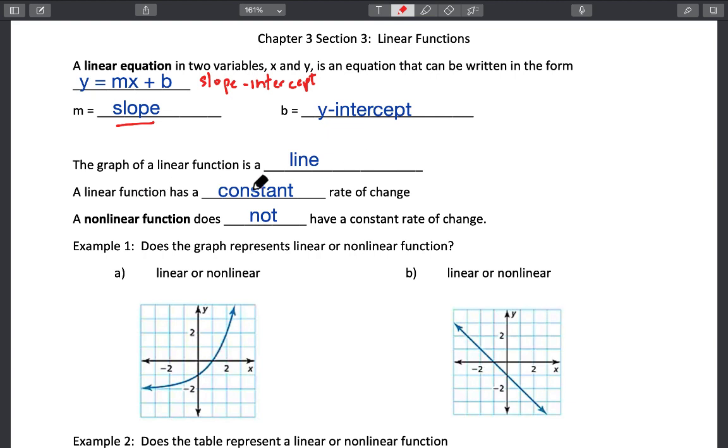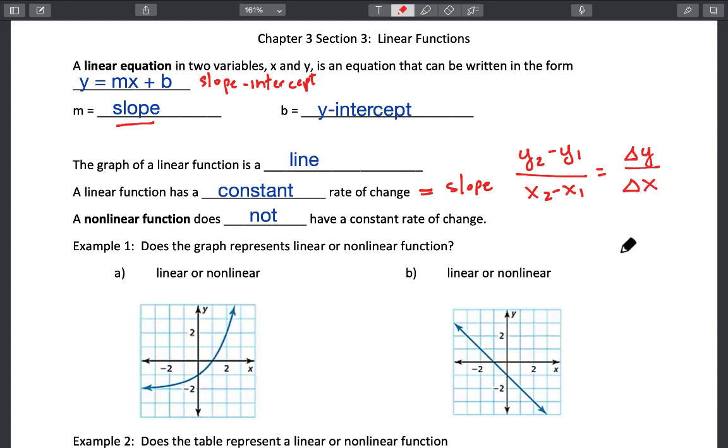A linear function will have a constant rate of change, and this constant rate of change is known as our slope. You've probably learned slope formulas in previous classes. That is y2 minus y1 divided by x2 minus x1. Now this is called the rate of change or the slope of a line between 2 points x1, y1 and x2, y2.